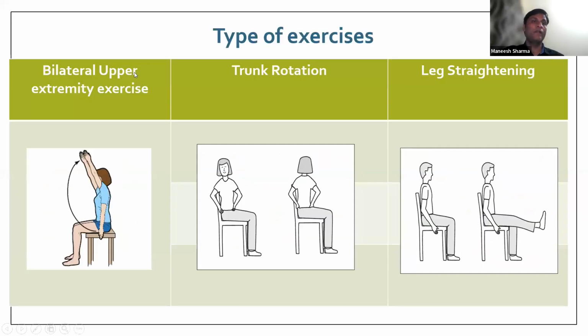Okay, and bilateral upper extremity exercises, then trunk rotation and leg straightening. So these are a few exercises which are recommended during phase 2 of cardiac rehabilitation.